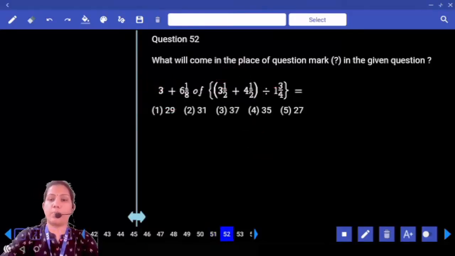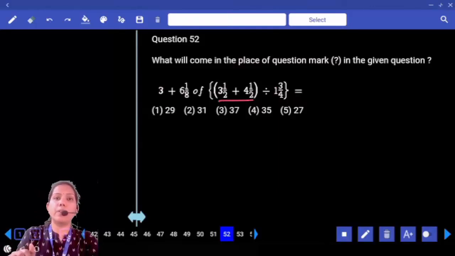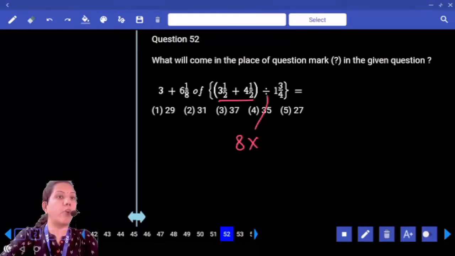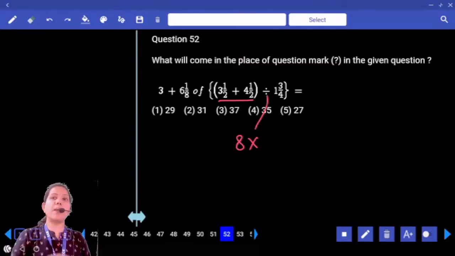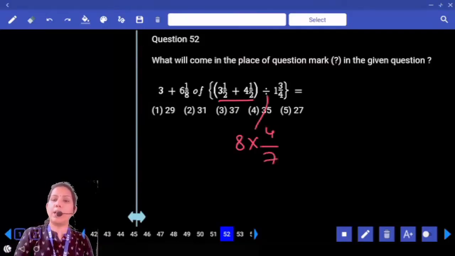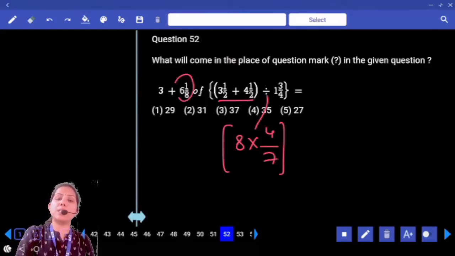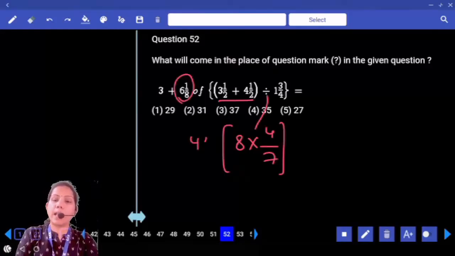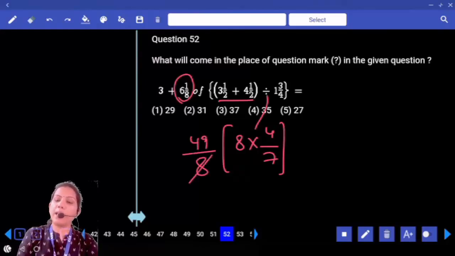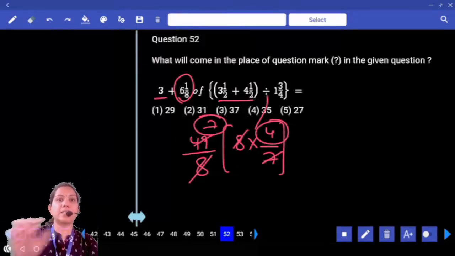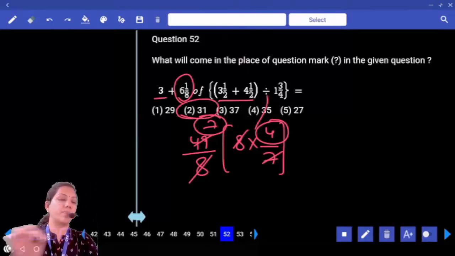Next, question number 52. Division is converted to multiplication. What is 1 3 by 4? Mixed to normal fraction, it is actually 7 by 4. Divided by 7 by 4 means into 4 by 7. And next, what is 6 1 by 8? 49 by 8. The 8 in the denominator and 8 in the numerator cancel. 7 times 7 into 4 equals 28, plus 3 is the answer. What is 28 plus 3? 31. Second option.